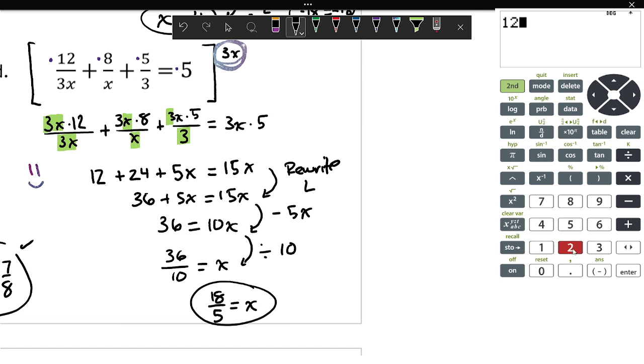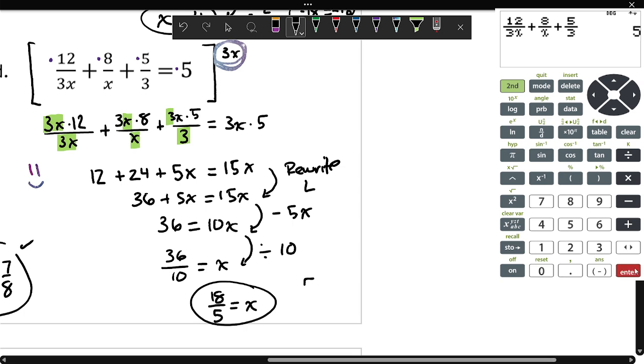So I'm going to have 12 over 3x. And I'm going to add to that 8 over just an x. And then I'm going to add to that 5 over 3, 5/3. And I'm looking for the number 5 here. And I got the number 5.